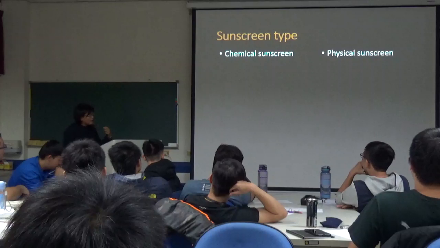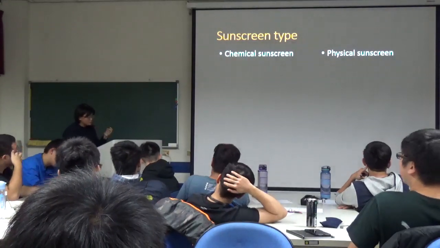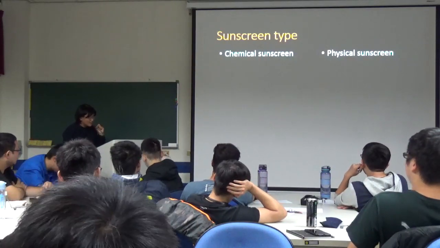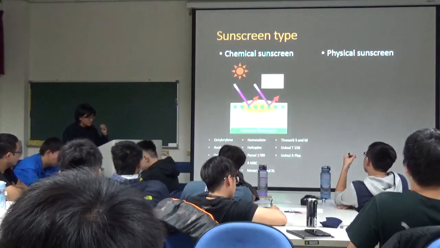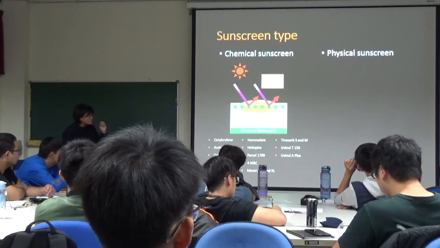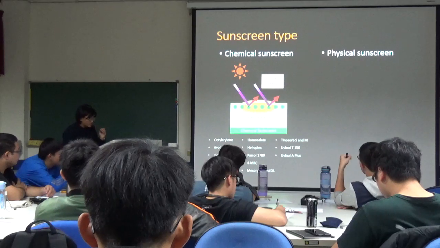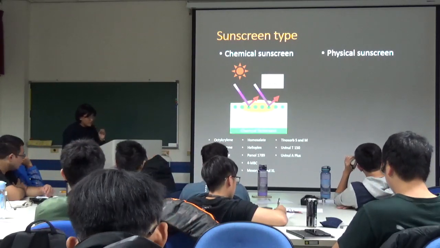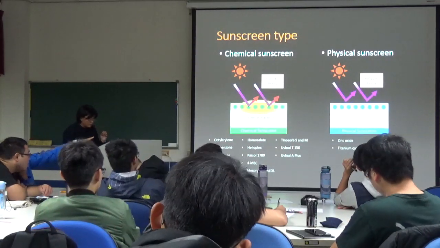And next, I want to introduce sunscreen types. Sunscreen has two types. One is chemical sunscreen, and the other is physical sunscreen. Chemical sunscreen uses some chemical components that can absorb UV rays and turn the UV rays into unharmful rays. And the physical sunscreen can reflect the UV rays.